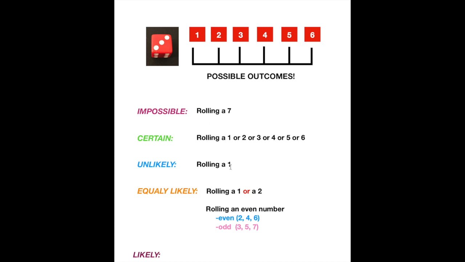We said rolling a 1 is unlikely, and now you're going, Mr. McGee, you're driving me crazy. What's happening? I can almost hear Peyton saying this to me. What are you talking about, Mr. McGee? You just said rolling a 1 is unlikely, and now you're saying it's equally likely.